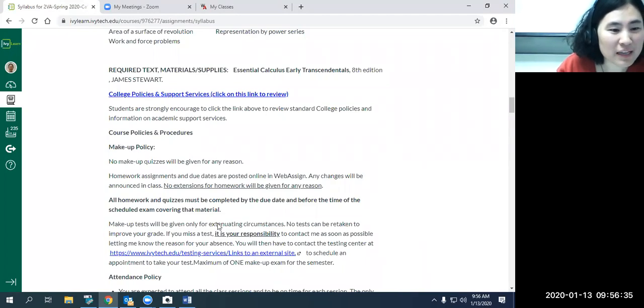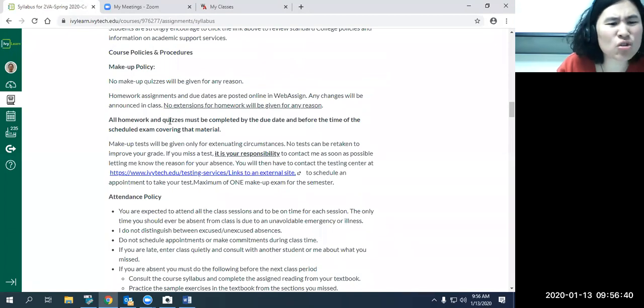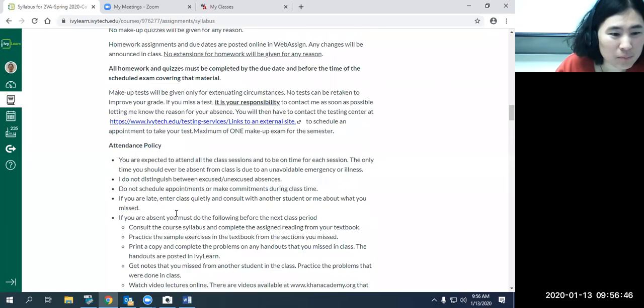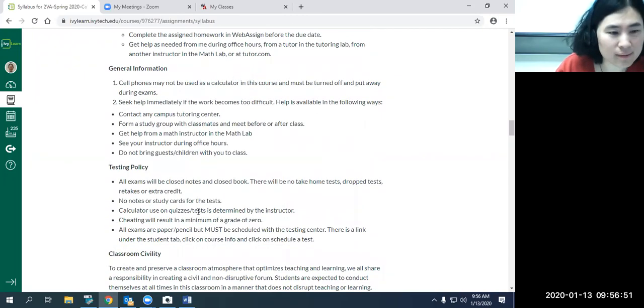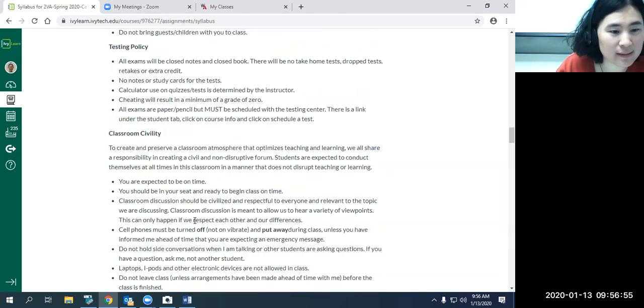Okay, so all of these makeup policies, homework assignment, there's no quizzes, okay? There are no quizzes. So we'll only have homework assignments and exams. That's it, okay? So please read all of these policies. These are general policies, okay? I didn't write these, but I was given them, okay? So just read these policies.